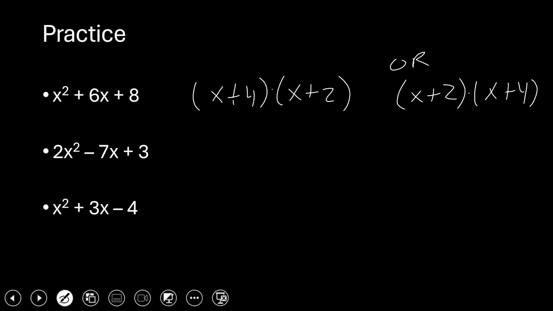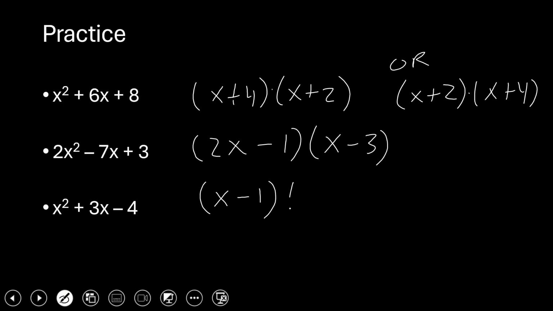The second one, that final answer was 2x minus 1 times x minus 3. And of course, you could switch the order as well. And the last one, we got x minus 1 across the top times x plus 4. And you could write that the other way. So your answer is going to be the 2 factors, like so.